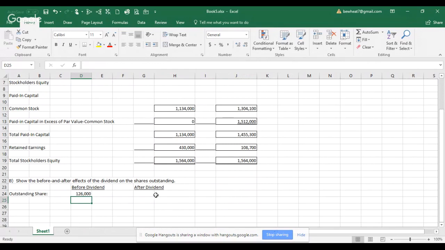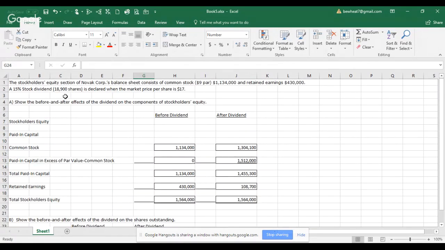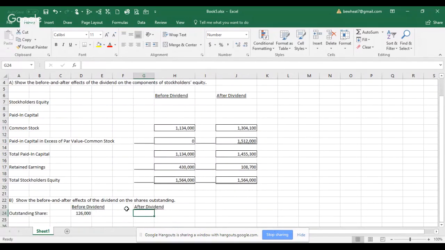And then to get our after dividend number, we take that 126,000 and add the 18,900 shares issued and declared. So 126,000 plus 18,900 gives us 144,900.